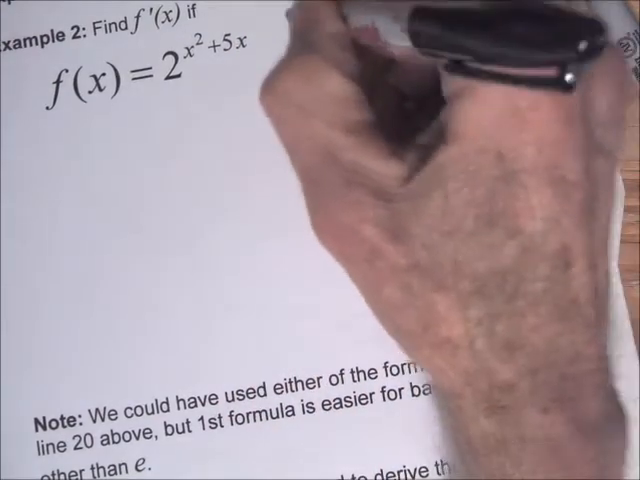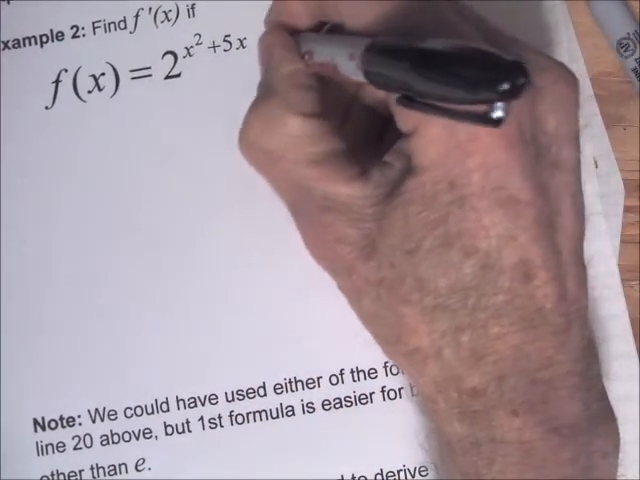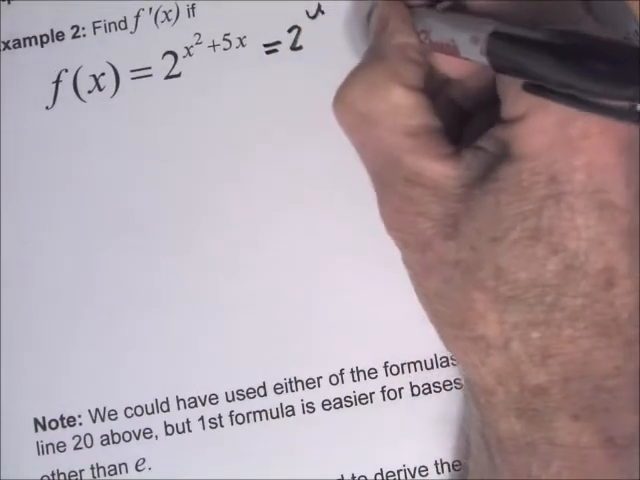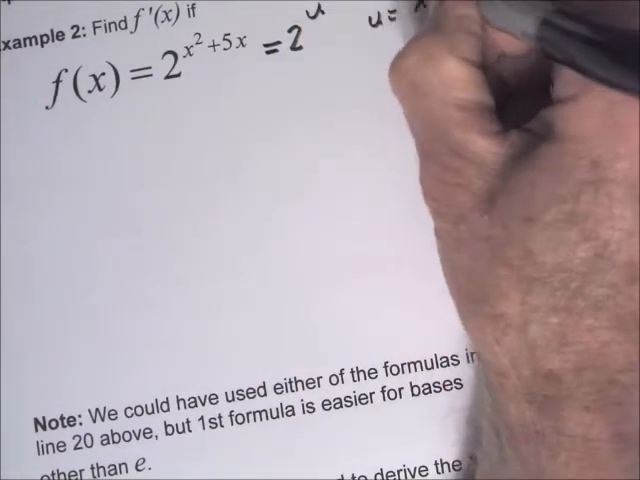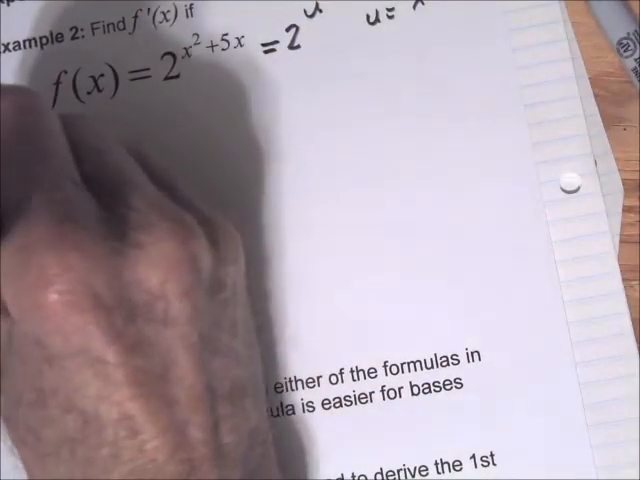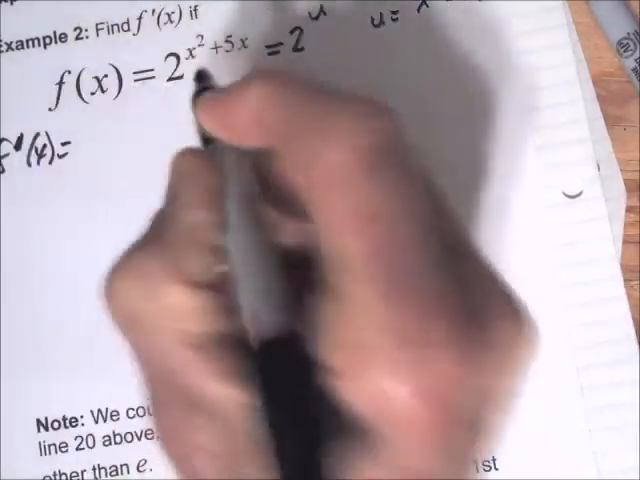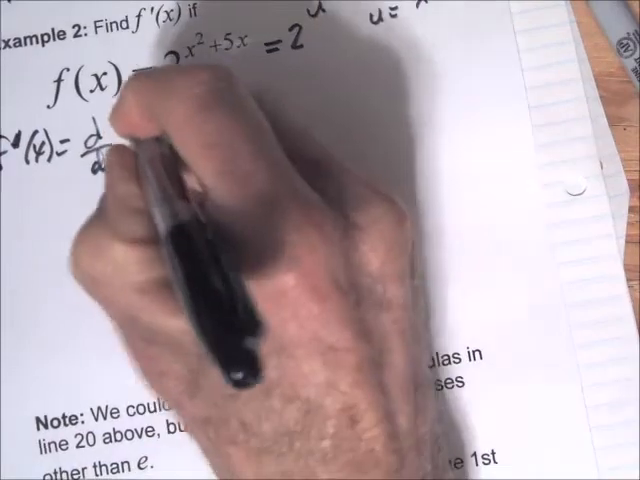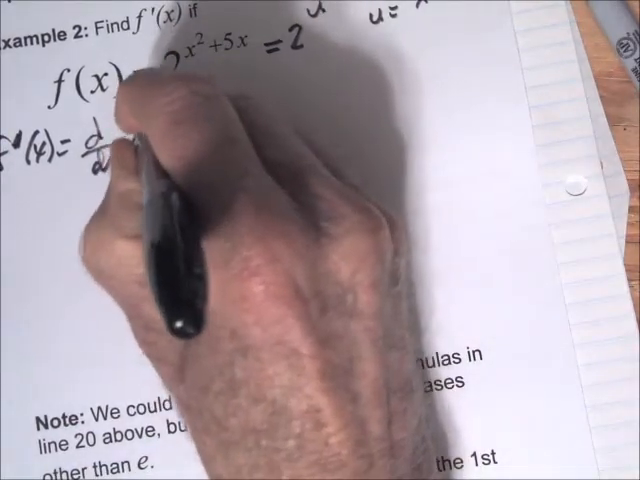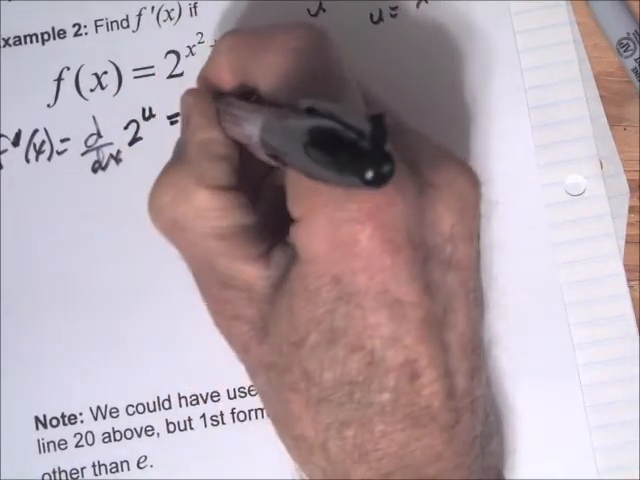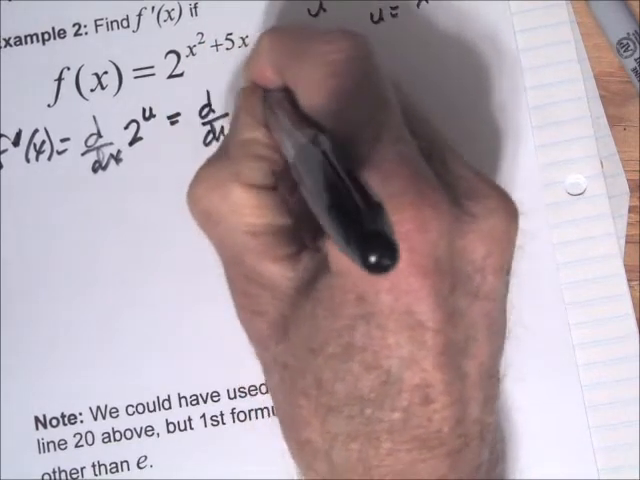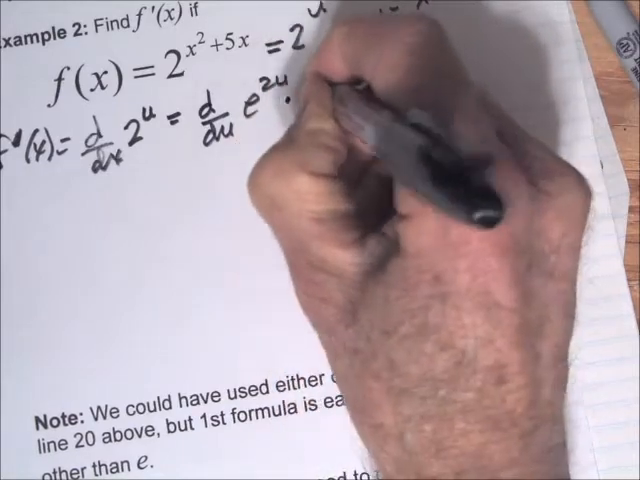So we could do a substitution again. Let this be equal to 2 to the u, where u is equal to x squared plus 5x. So f prime of x is the derivative with respect to x of 2 to the u, and we use the chain rule. The derivative with respect to u of 2 to the u times du dx.